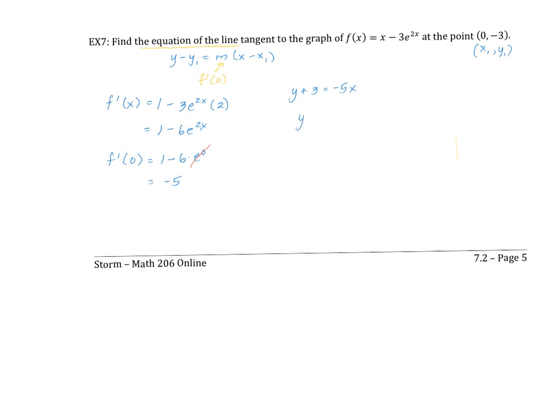So typically we want to write our equations in slope-intercept form, so I would subtract the 3 from both sides. So this is the equation of the line tangent to the function at the point 0, negative 3. And just recall, did we call this the slope-intercept form? So if your directions are to write the final answer in slope-intercept form, just solve it. Go to the next page.